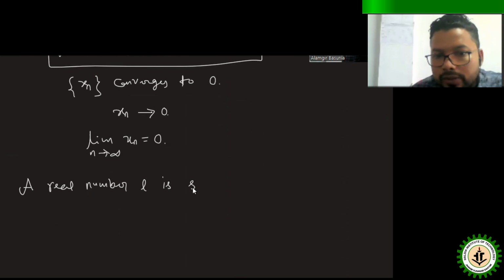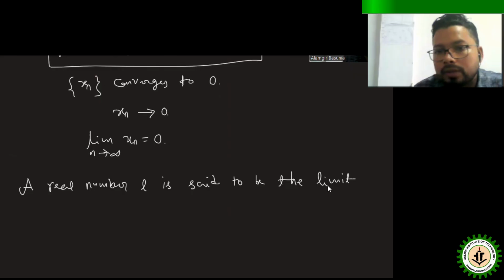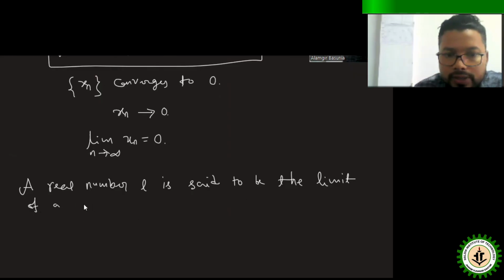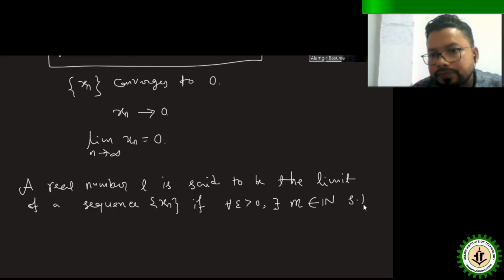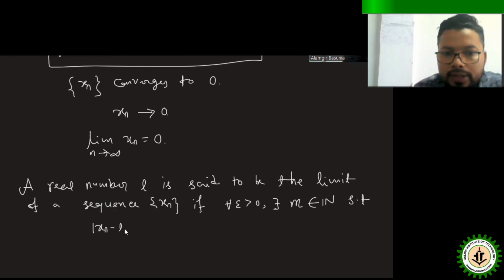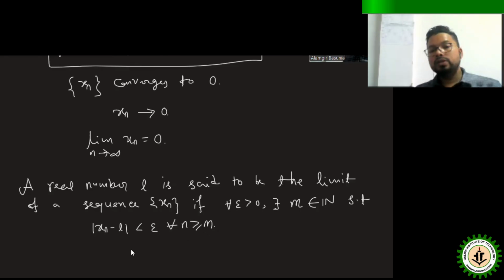L is said to be the limit of a sequence xn if for all epsilon greater than 0 there exists a natural number m such that mod of xn minus L less than epsilon for all n greater equal m. That is the definition of convergence of a sequence and limit of the sequence.